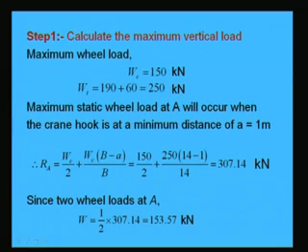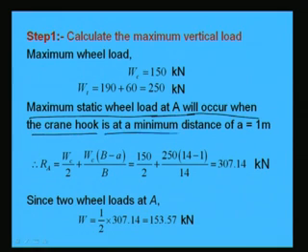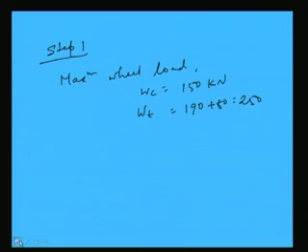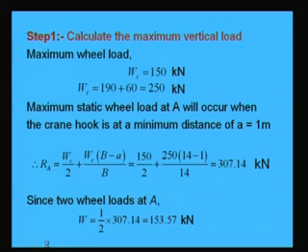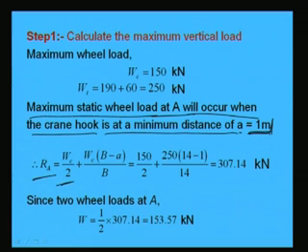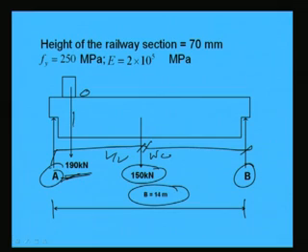I can show here that the maximum static wheel load at A will occur when the crane hook is at the minimum distance from A, that is 1 meter, because this is the minimum hook approach. The minimum hook approach was given as 1 meter. So, the reaction force RA we can find out. One is Wc by 2, because this will be acting at L by 2 distance. So, this will become Wc by 2 plus Wt into (B minus A) by B, because Wt is acting somewhere here.